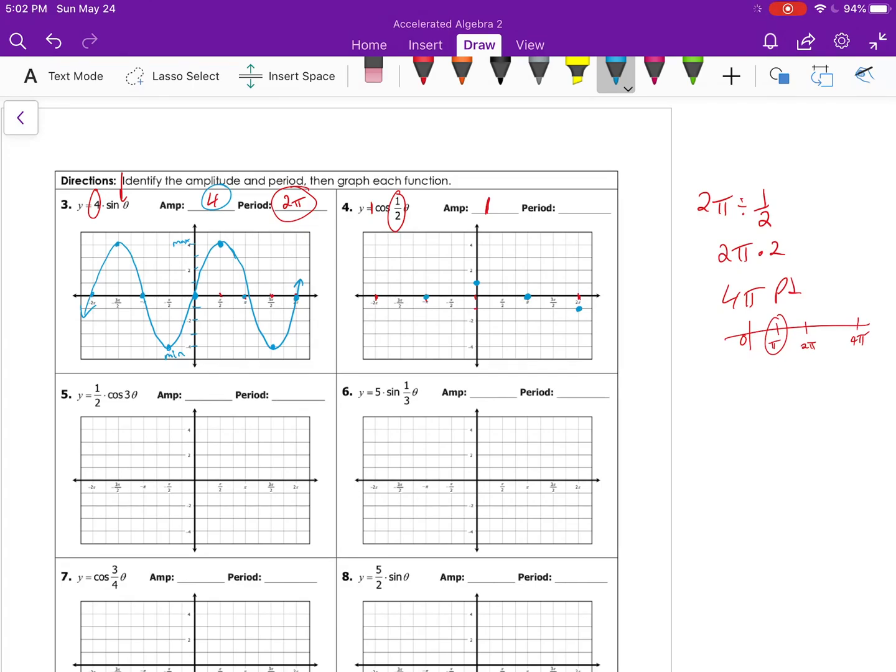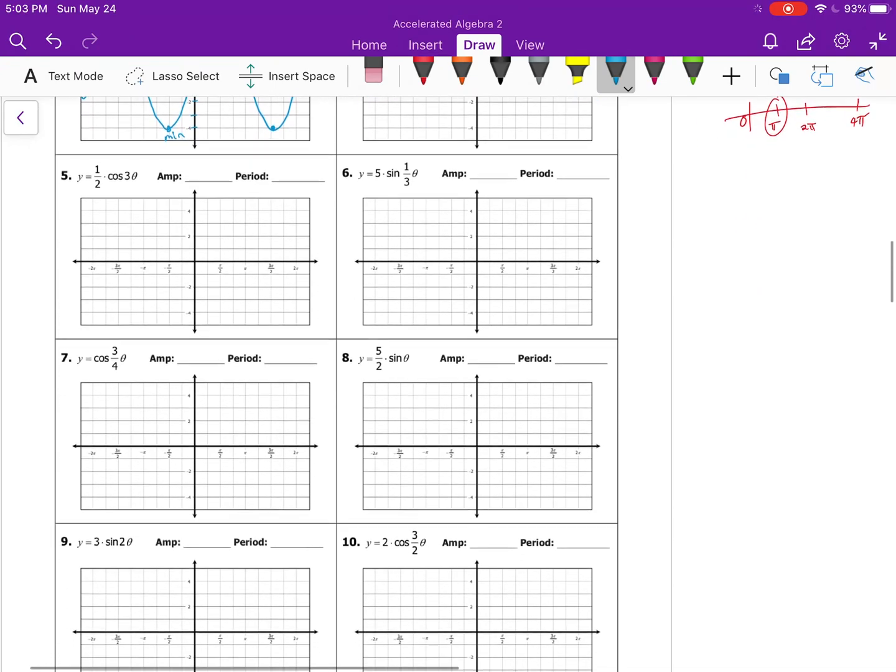So now I have to go back. If it was at its max at 0, then at negative pi, it would be at its middle, and then it would be down here at its minimum. So now you can see that we have one very wide looking cosine graph, so that we've got one period of that.